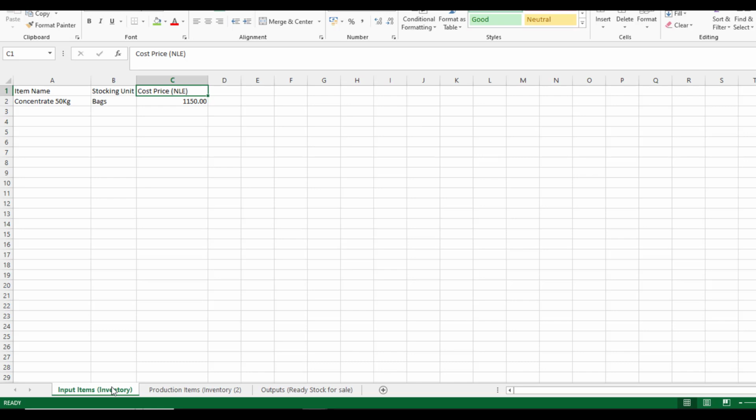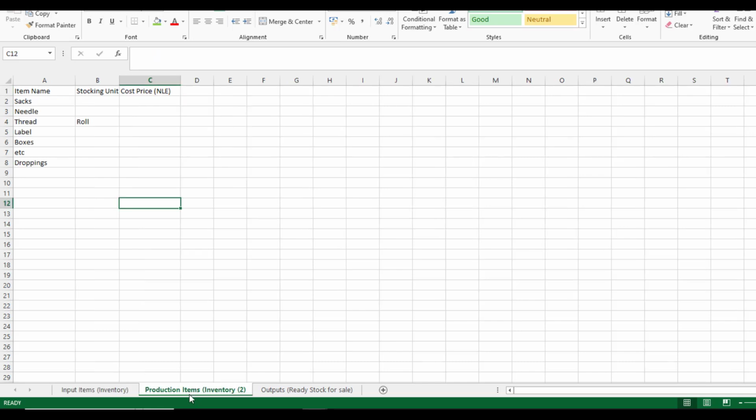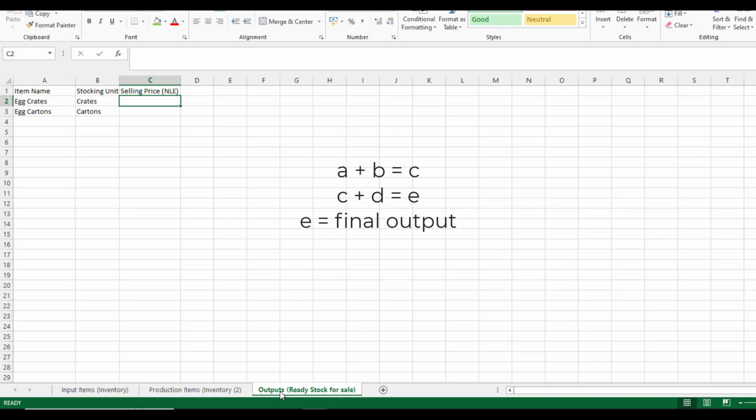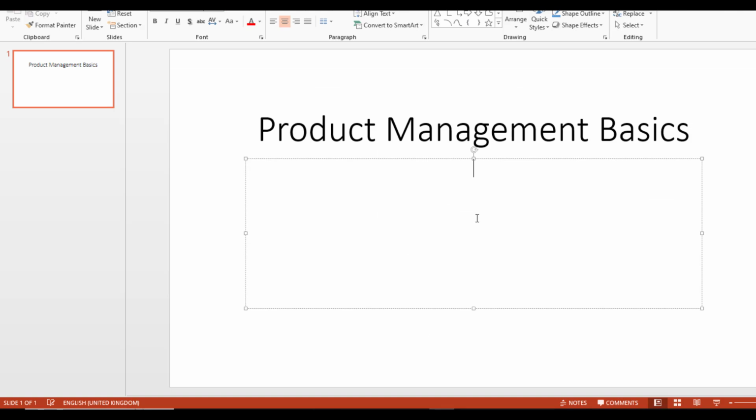What you want to do is you want to have a list of all your items that you buy as input, raw materials. You also want to have a list of all the items that you produce, like you produce from A to maybe C. A plus B is equal to C, and then maybe finally you add some value to C, some other value, maybe packaging, C plus D, and then you get E, and E is your output. So let me just illustrate that in this PowerPoint.